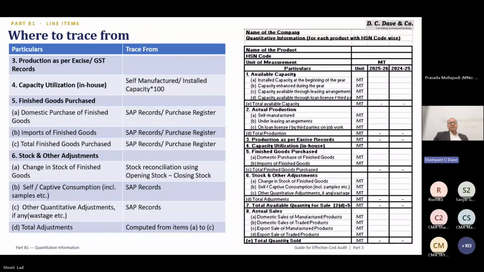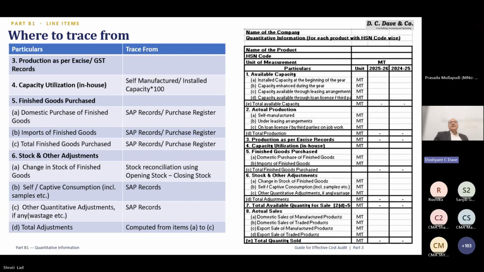Once production has been verified, the next step is to ensure that all quantitative movements are also properly accounted for. Now remember, cost audit is not limited to production alone. We must account for every movement of finished goods until they are either sold, consumed internally, or remain in stock. Let us understand each item.